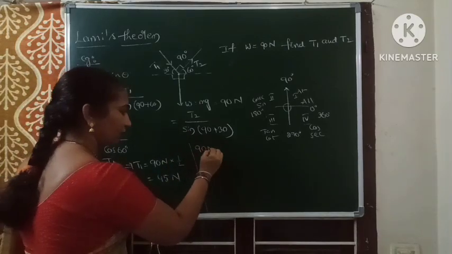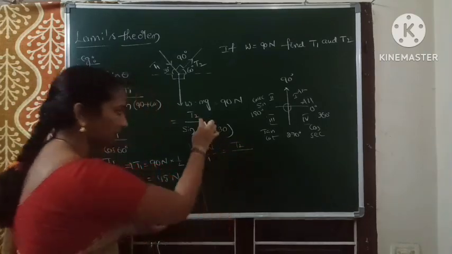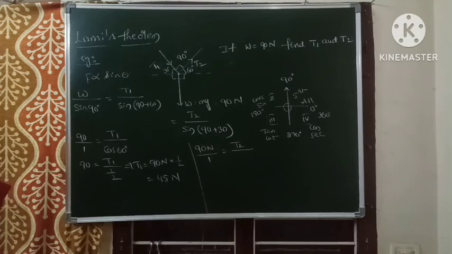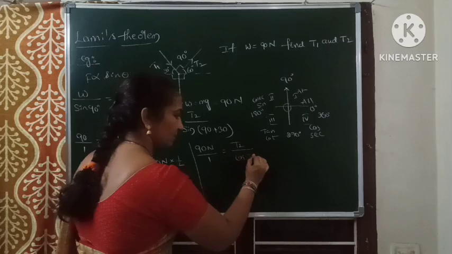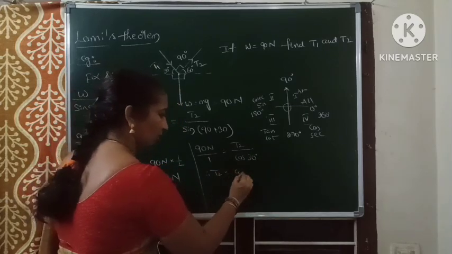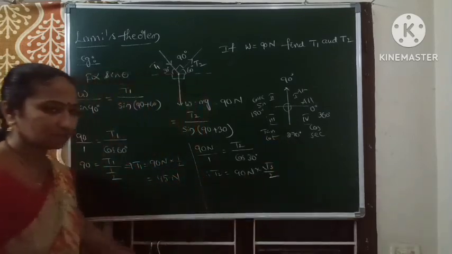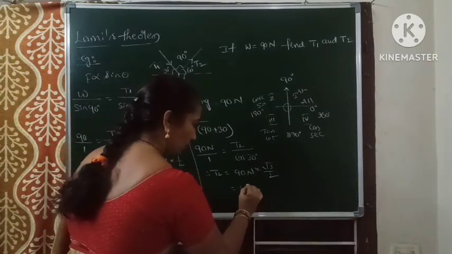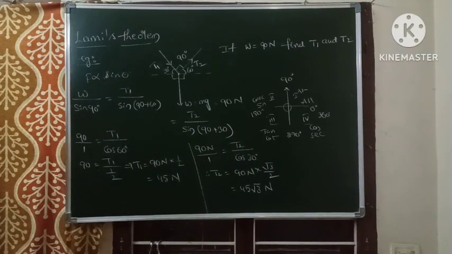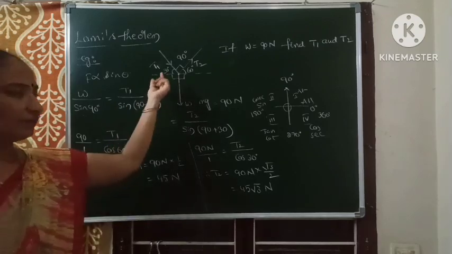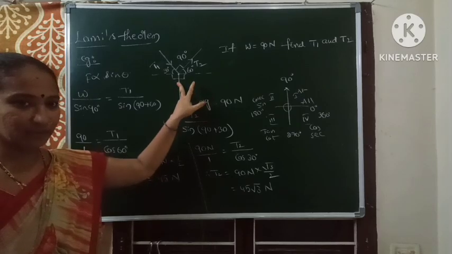So that is the weight again, 90 newtons by sin 90, whose value is 1, is equal to, now we have to calculate T2, by sin 90 plus 30. 120 is again in the second quadrant. In the second quadrant sin becomes cos 30 degrees. Therefore T2 is equal to 90 newtons into cos 30. Cos 30 and sin 60 are both the same value, root 3 by 2. So this is equal to 45 root 3 newtons. Generally in Lami's theorem problems, they ask you to calculate T1 and T2 with the help of the angles between the two forces. Right.